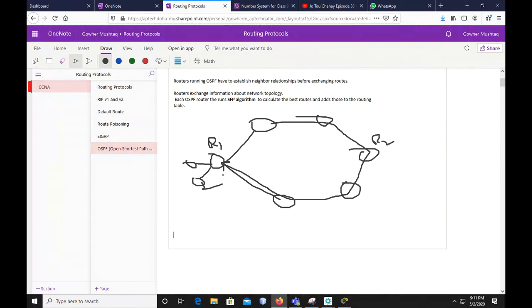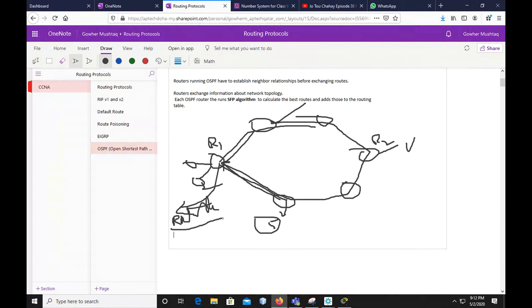When they share updates after establishing a neighbor relationship, SPF is implemented at that time. For example, it has 5 routes, including routes to reach this network, and these others also have routes. When all of them share their routing information with this router, it takes all of it and automatically calculates the best routes using the SPF algorithm, and those best routes are added to the routing table.